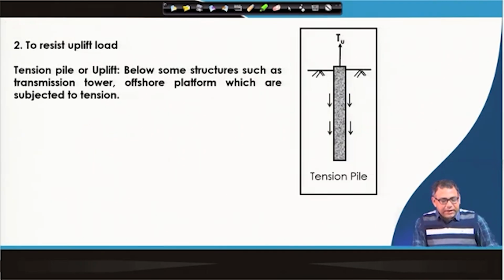Then the pile can also be subjected to uplift load. The application areas are below structures such as transmission towers and offshore platforms, where the piles are subjected to uplift. In a transmission tower, when there is wind, it will try to rotate the structure. So one portion of the pile will be under compression and another portion under tension. That is the case for transmission towers and offshore platforms, where the pile can be subjected to uplift.